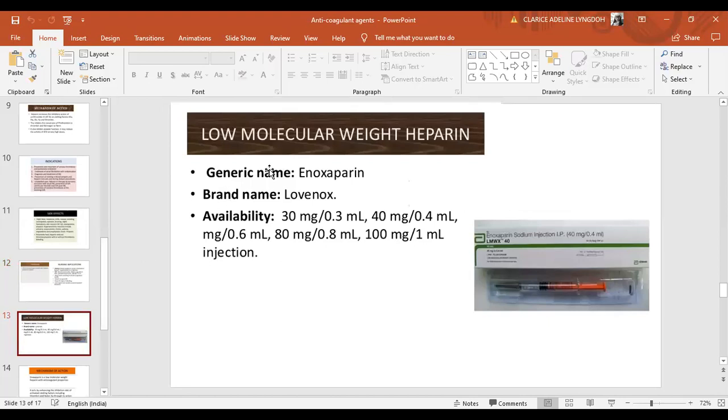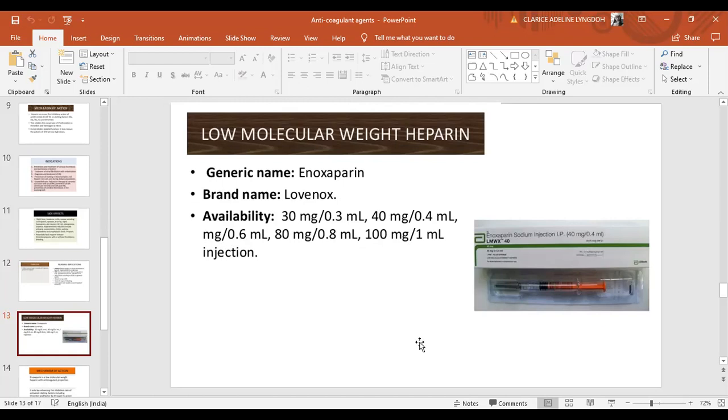Then coming to the next, this also is a very important injection, that is enoxaparin, a low molecular weight heparin. It comes under the name of Lovenox. Availability: it is available in many forms, in 30 mg per 0.3 ml, 40 mg per 0.4 ml, 60 mg per 0.6 ml, 80 mg per 0.8 ml, 100 mg per 1 ml injection.